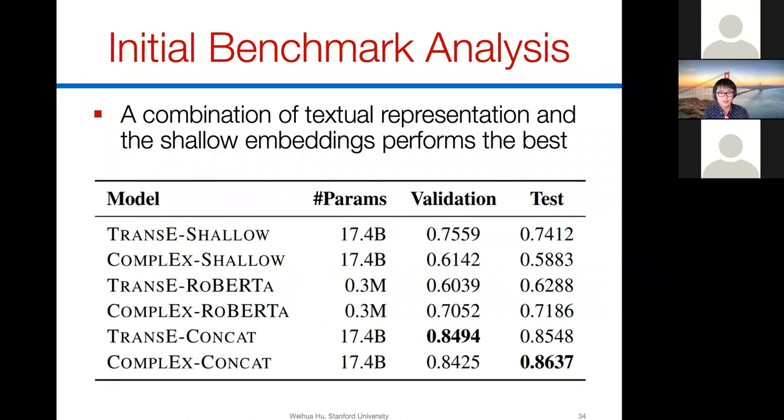Here's our initial benchmark analysis. What we observed is that it's very promising to use the RoBERTa feature and shallow embedding together, and the decoder does not matter much in our scenario. This is interesting because in the knowledge graph embedding literature, people have developed a lot of methods for the decoder part, but the encoder part might be very promising to explore. You can see the number of parameters is super huge, like 17 billion parameters. This is because we need to learn a specific embedding for each node. This also creates a very hard system challenge: how to train this huge number of parameters efficiently.